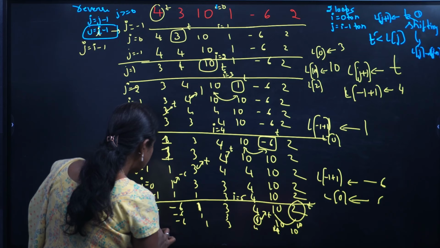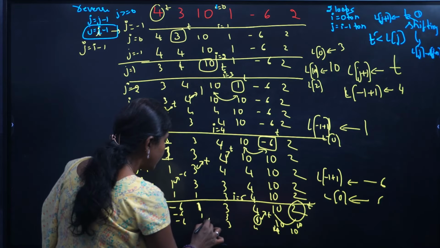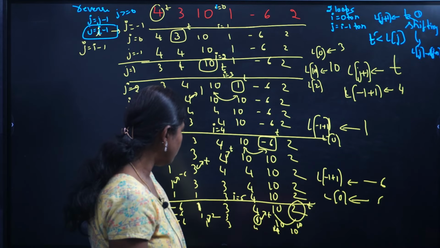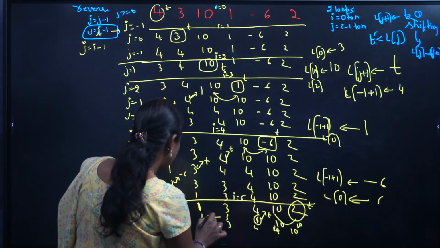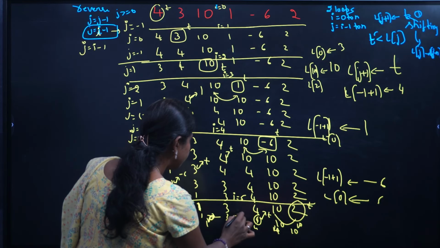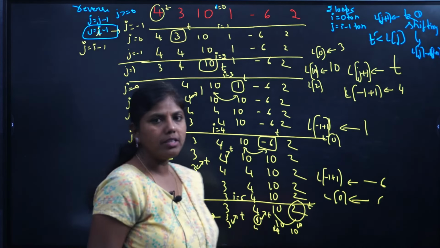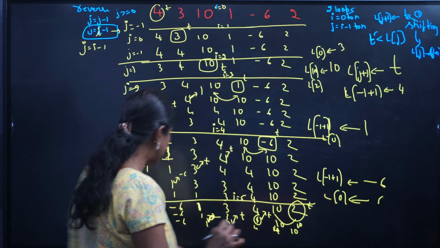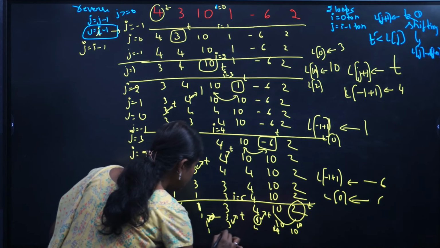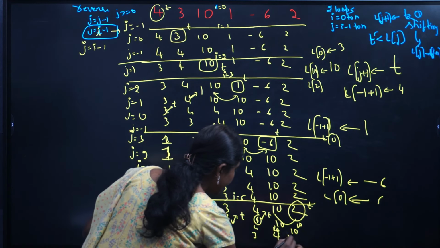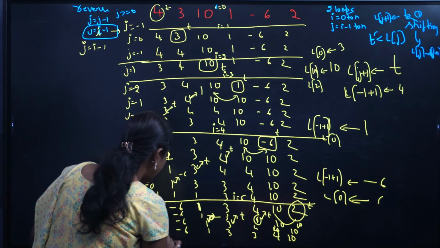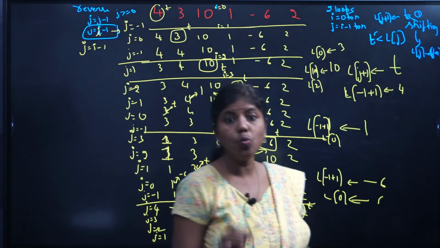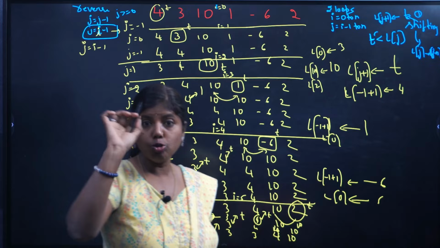After this, j is equal to 2. I have to compare 3 with 2. Of course, 2 is less than 3. Shift it. Minus 6, 1, 3, 3, 4, 10. After this, I have to decrement the value of j. That means 1 is compared with 2. What will happen? 2 is not less than 1.